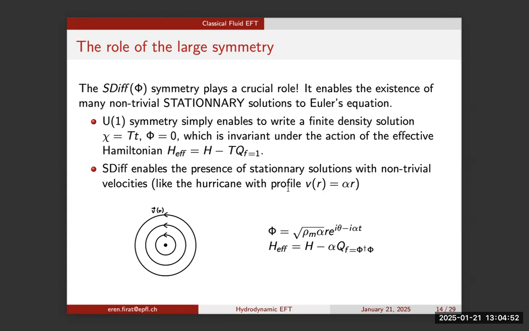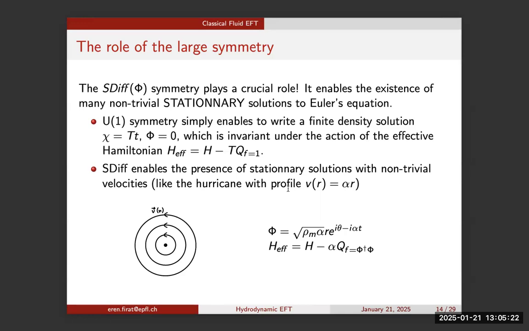This is why we need a very large symmetry group when we describe the perfect fluid: Euler's equation has a very large set of non-trivial stationary solutions. I'm trying to understand the statement that it's diff of phi means that you have many solutions. Are you saying that I can act on the trivial solution with a phi diffeomorphism to generate this vortex? No, okay.